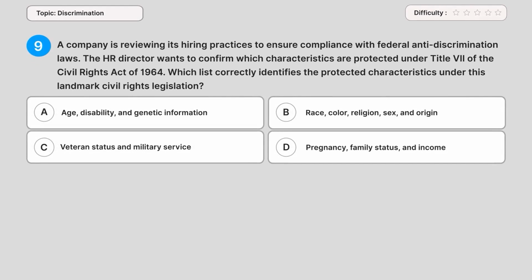9. A company is reviewing its hiring practices to ensure compliance with federal anti-discrimination laws. The HR director wants to confirm which characteristics are protected under Title VII of the Civil Rights Act of 1964. Which list correctly identifies the protected characteristics under this landmark civil rights legislation? A. Age, disability and genetic information. B. Race, colour, religion, sex and origin. C. Veteran status and military service. D. Pregnancy, family status and income. Do you know the answer?